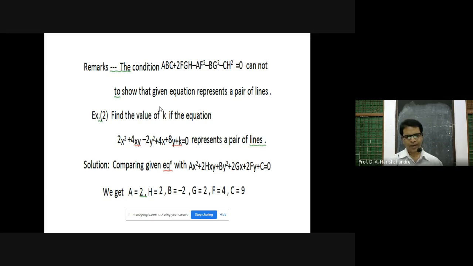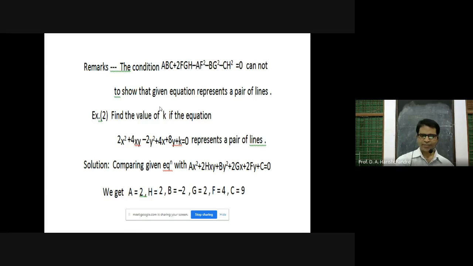Example number 2. Find the value of k if the equation 2x square plus 4xy minus 2y square plus 4x plus 8y plus k is equal to 0 represents a pair of lines. Under the condition that this equation represents a pair of lines, we have to determine the value of the unknown k. Okay, so compare this equation with the general form ax square plus 2hxy plus by square plus 2gx plus 2fy plus c is equal to 0. From that you are getting the values of a, h, b, g, f, c.